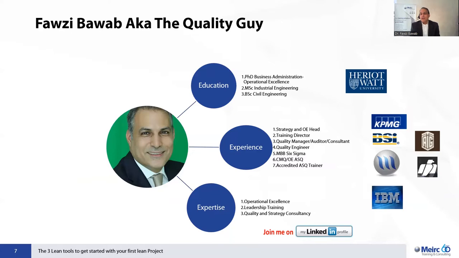My engineering training started with civil engineering, so my bachelor's degree is in civil engineering, and I got that passion for quality and operational excellence during my civil engineering studies. So I pursued my master's in industrial engineering and did my research in quality and total quality management. And not only that, I went into research and finished my PhD at Edinburgh Business School, Heriot-Watt University, and did it in operational excellence and Lean Six Sigma as one of the topics that I researched in my thesis.